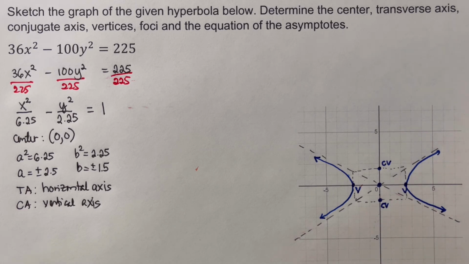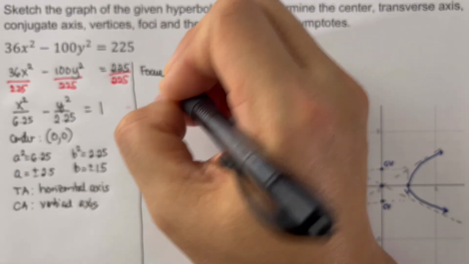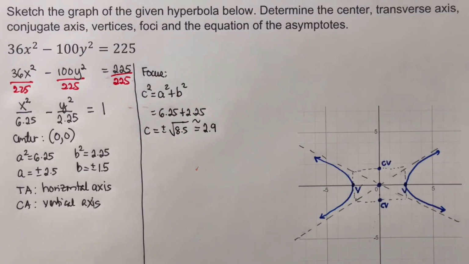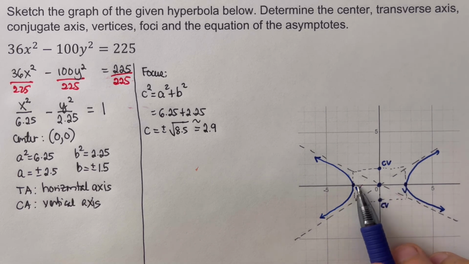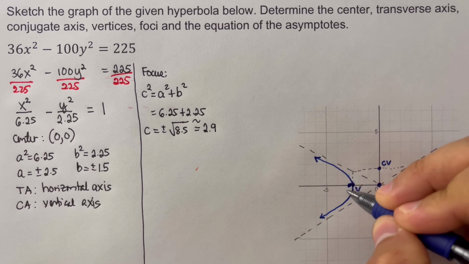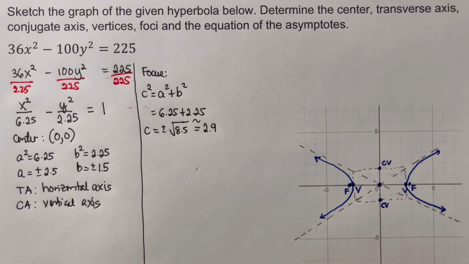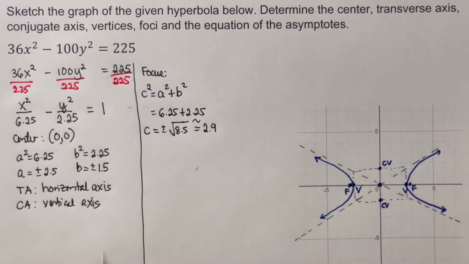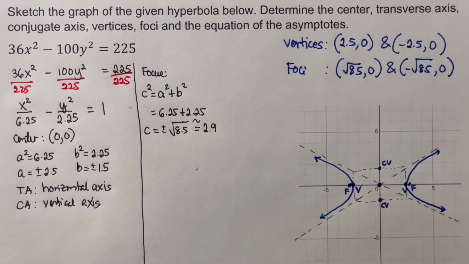Now we can determine the location of the foci, so we go ahead and solve for c. I will show the work on the side here. The focus is located 2.9 away from the center, left and right. So that is 1, 2, 3, so 2.9 should be somewhere here. We can have this as our focus, and this is the other focus on the other side. So we can write the coordinates of the vertices and the two foci. Okay, now we're ready to determine the equation of the asymptote.